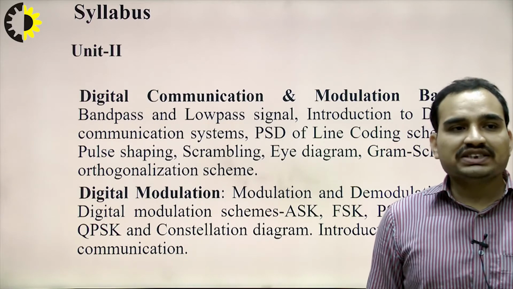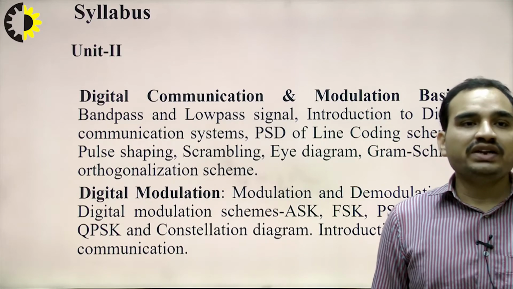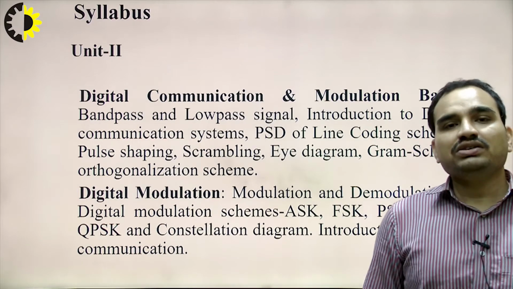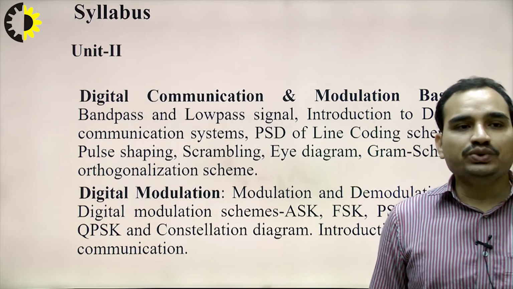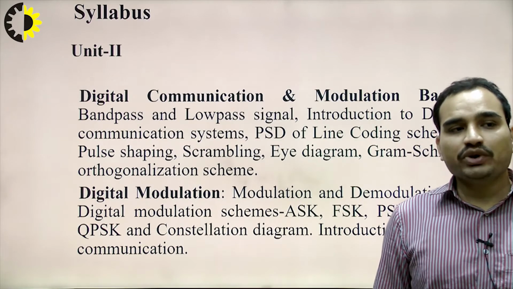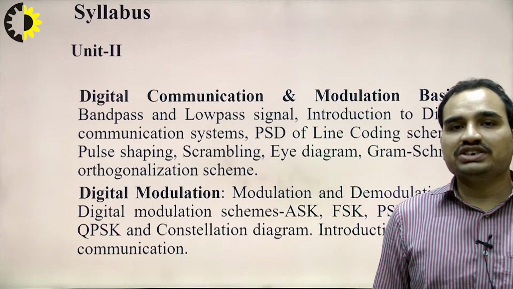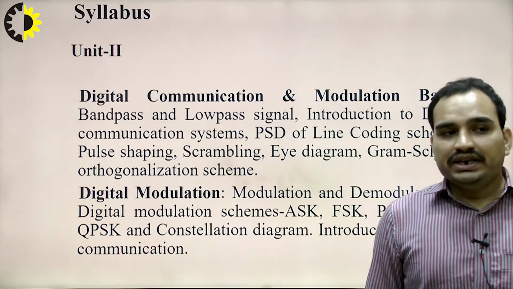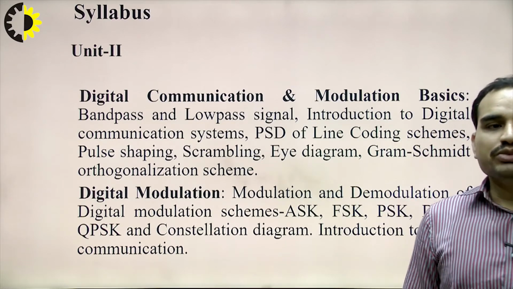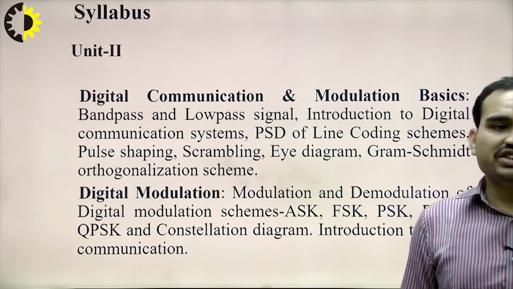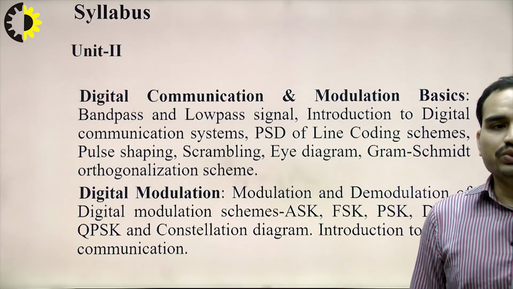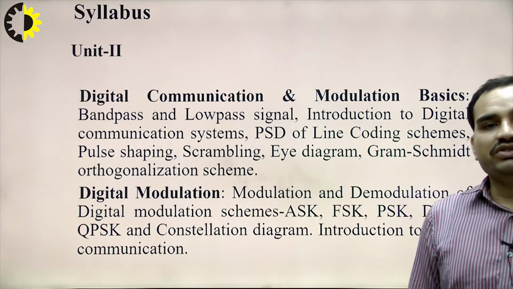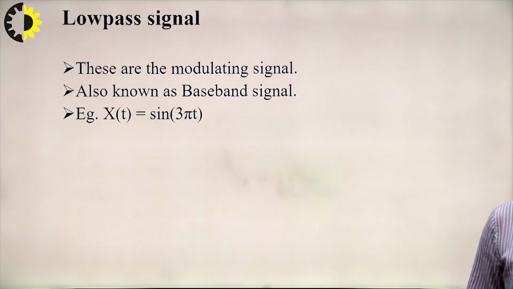The pulse shaping, scrambling, eye diagram, then the Gram-Schmidt orthogonalization scheme, and the digital modulation schemes are also covered in unit 2, that is modulation and demodulation of digital modulation schemes such as ASK, FSK, PSK, DPSK and QPSK. So these basic modulation schemes and their constellation diagrams we are going to discuss in unit 2. Introduction to M-ary communication will also be covered in unit 2 of this syllabus.